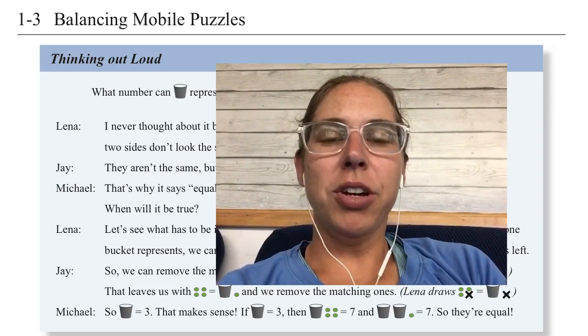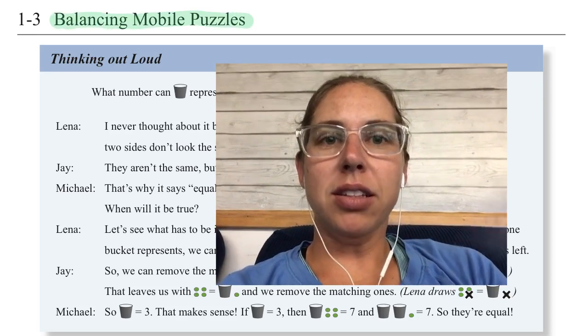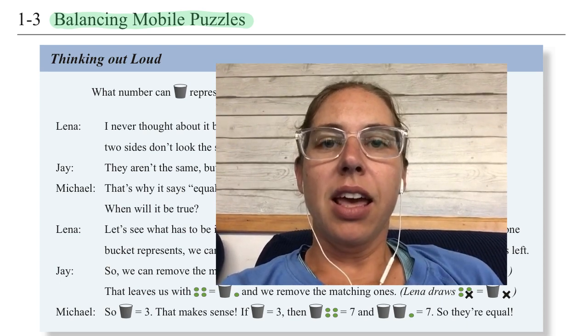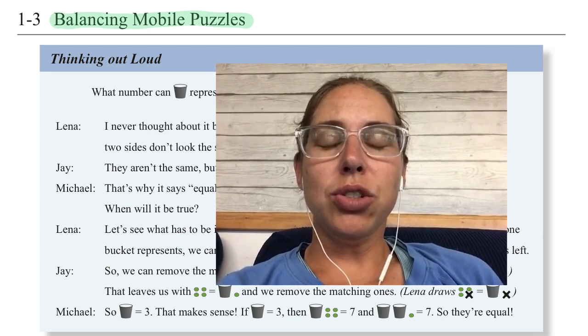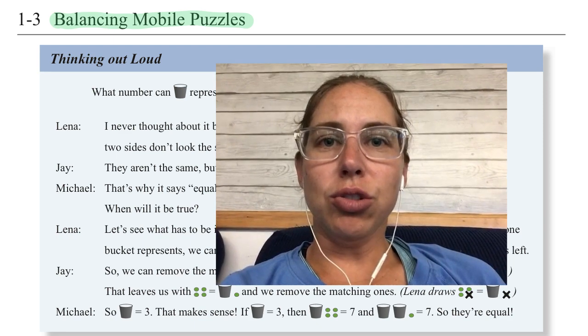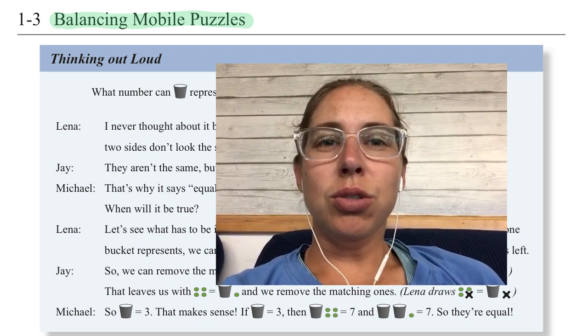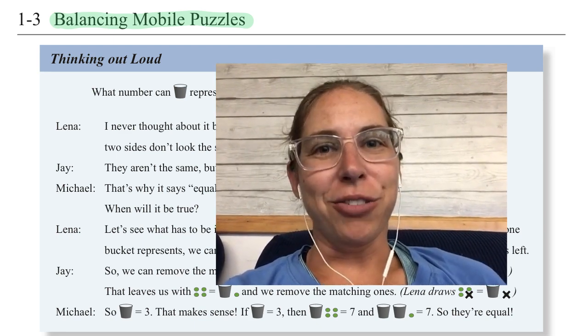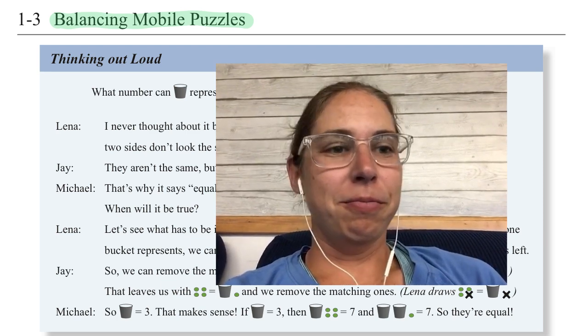Hi, Algebra. We are going on to lesson 3 where you're going to be balancing mobile puzzles. As we work through this, just remember that there's different ways that you can show your work and show your thinking. So do what makes sense for you, but make sure you are showing that work. All right, here we go.